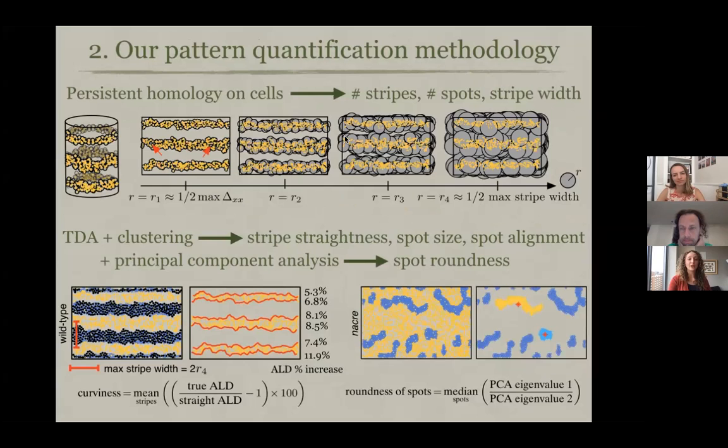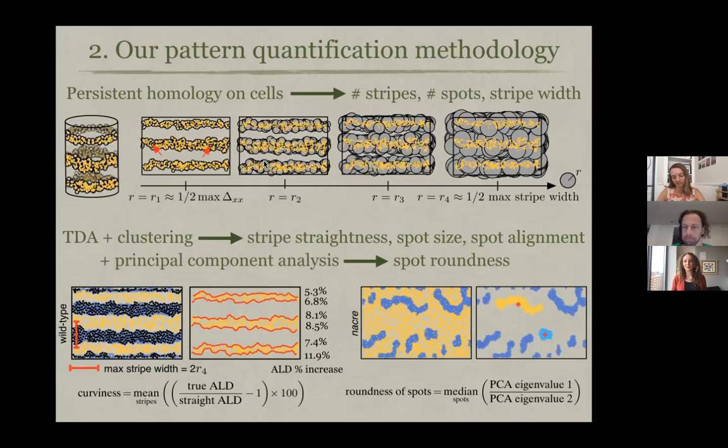So you can see right here, as you increase that ball size, you can see that there are 3 connected components right here, right? So for us, because we're using this periodic domain, a connected component is really capturing a spot, and a stripe is a loop, is the presence of a loop in our data. And so that's how we get those 2 quantities.